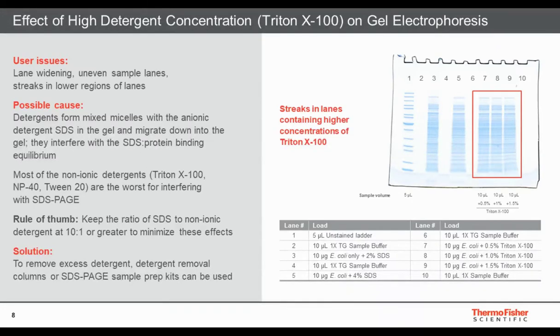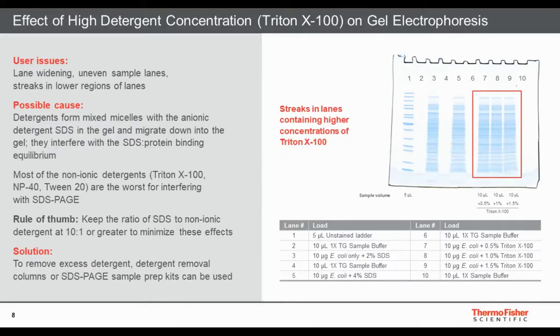Similarly, Triton X100 is also a widely used non-ionic detergent for lysing cells to extract proteins. RIPA buffer, which is a commonly used lysis buffer, can have 1 to 2% Triton X100 concentration in it. The gel that you're seeing on your right-hand side, lanes 7, 8, and 9, have increasing amounts of Triton X100 concentration. And as you can see, with increasing concentration of Triton X100, the lanes are getting wider. They are losing some resolution towards the bottom of the gel, and they are uneven.